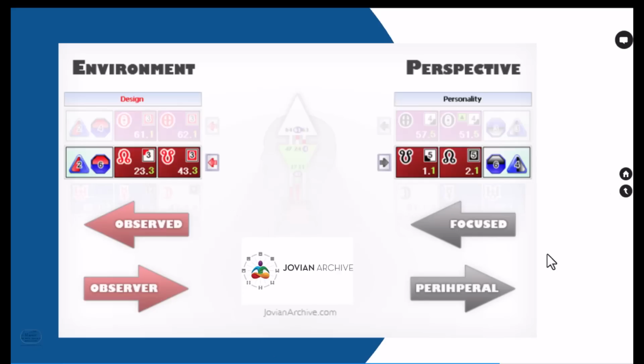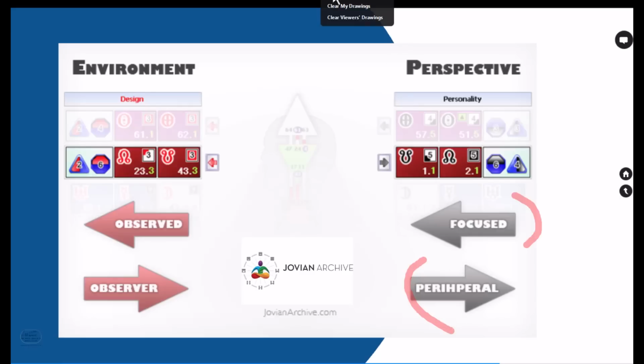Okay, on the conscious personality side, the nodes show us the windows of our viewpoint, how we see. Are we designed to be focused or are we designed to be peripheral, taking it all in? Focused is very, very specific. Hi, that's me. So narrowly focused on very, very specific things.